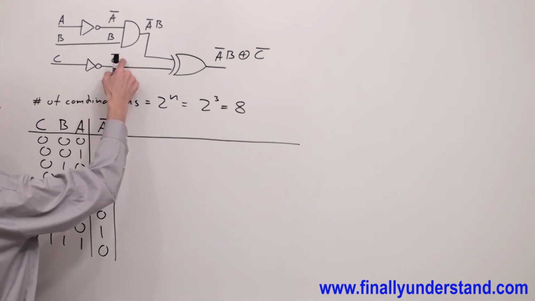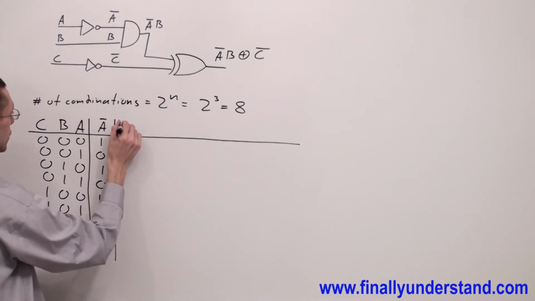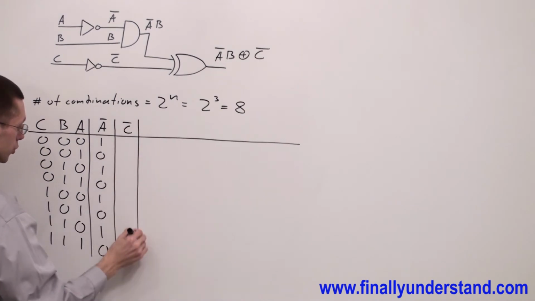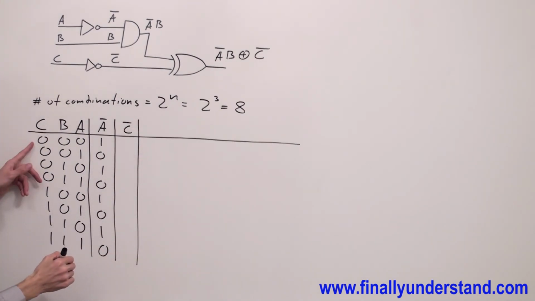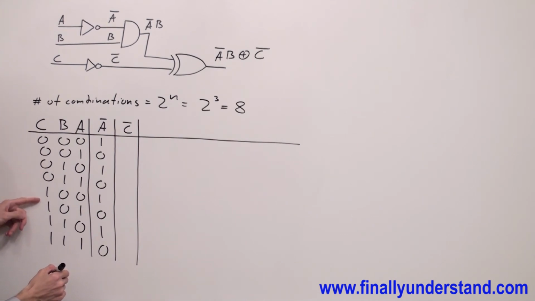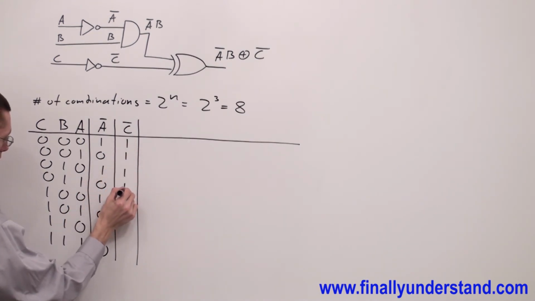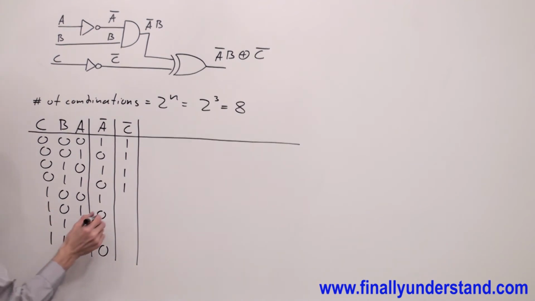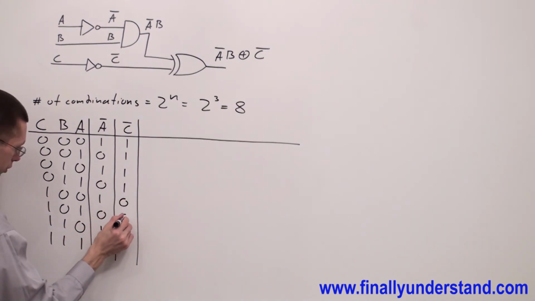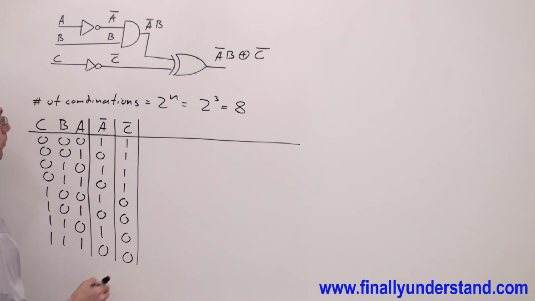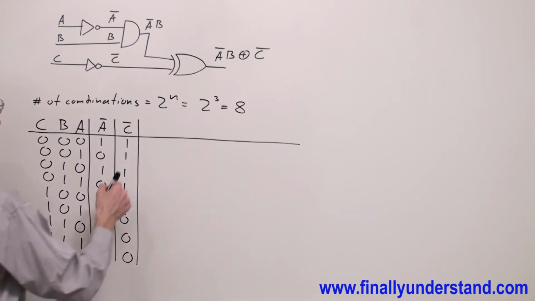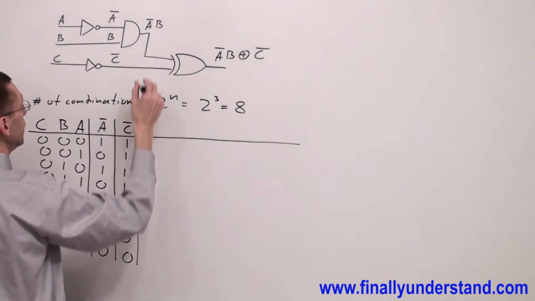Next, I have C naught. I'm going to write C naught over here. C naught is the complement of C. So I have 4 zeros and 4 ones. I have to find the complements for zeros, so they are ones: 1, 1, 1, 1. And the complement for ones are zeros: 0, 0, 0, 0. Next, I have A naught B.